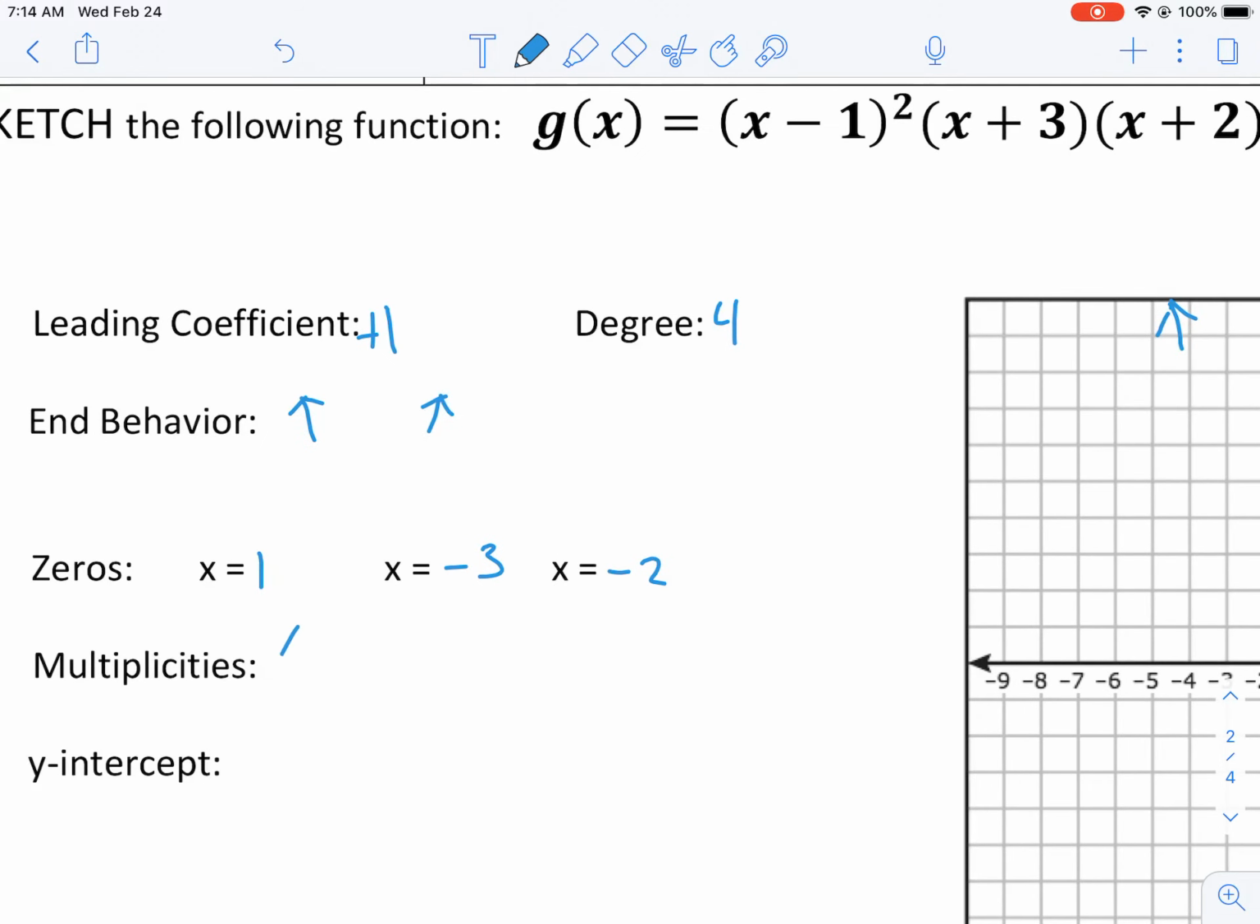Multiplicities, we do have one multiplicity. It's the (x - 1) squared. So at our zero of 1, we've got to make sure that we're bouncing off of that.